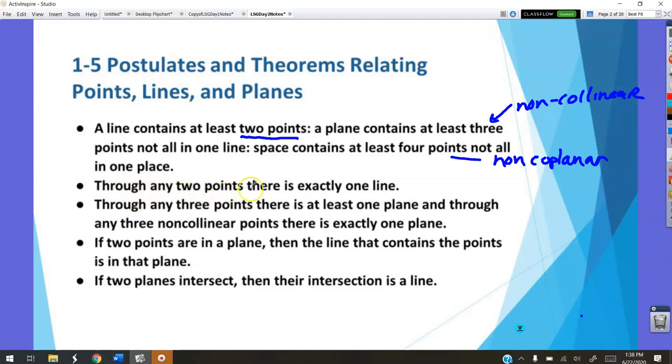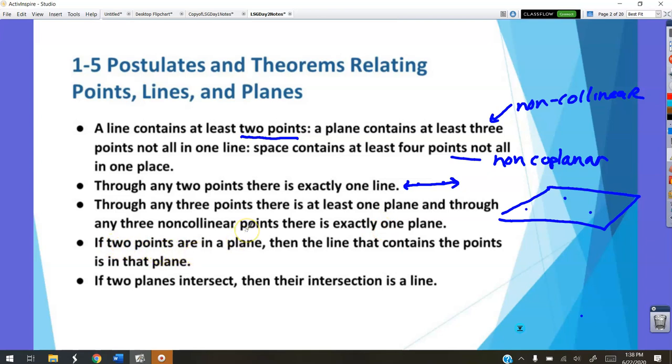Through any 2 points, there is exactly one line. So if I give you 2 points, you can only draw one line that goes between them. If I give you 3 points, then there's at least one plane that would contain all 3 points. And if they're non-collinear, then there's only one. We'll talk more about those. So you need to write these down in your notes. So today, you should be writing these down.